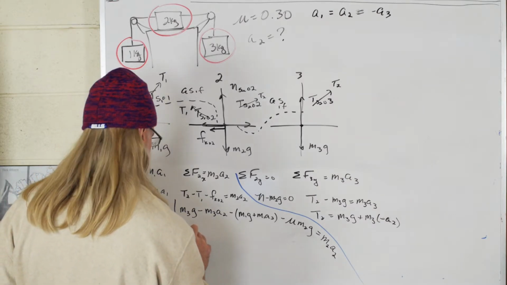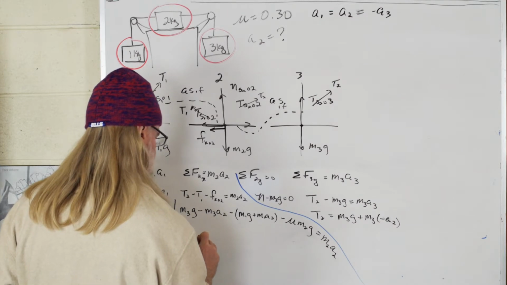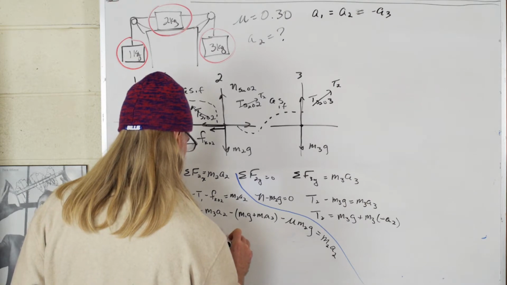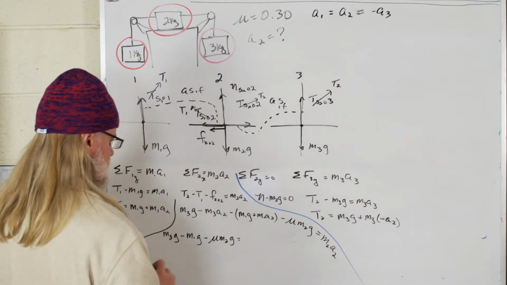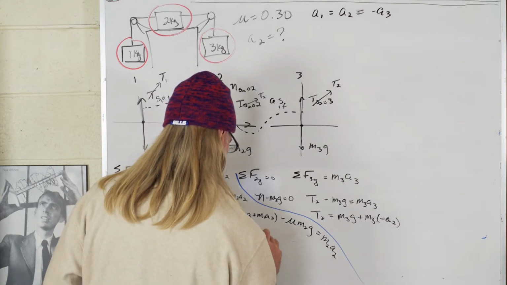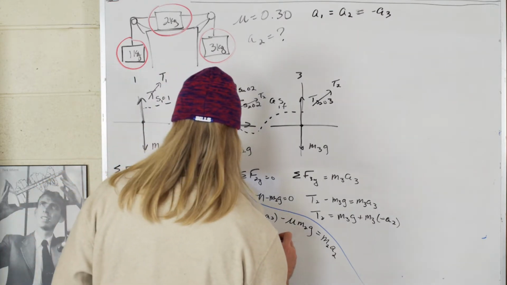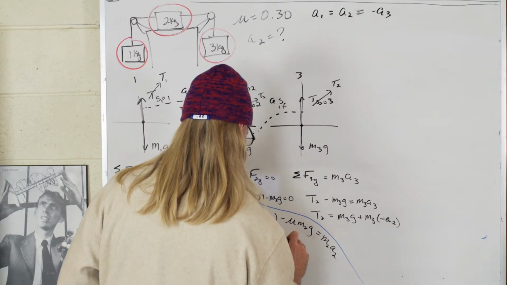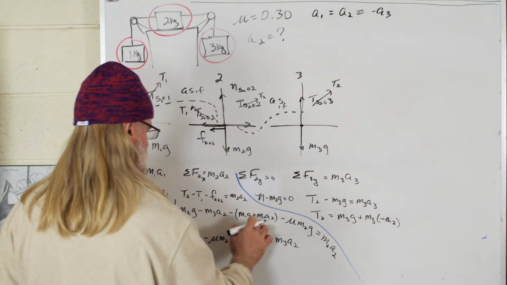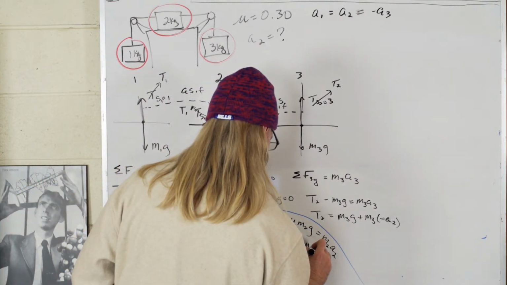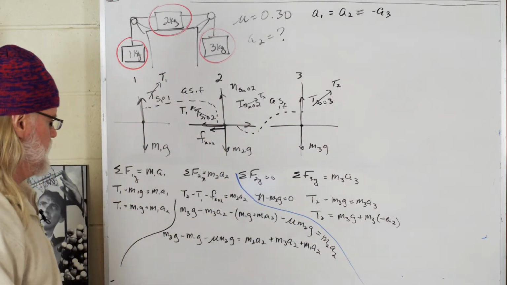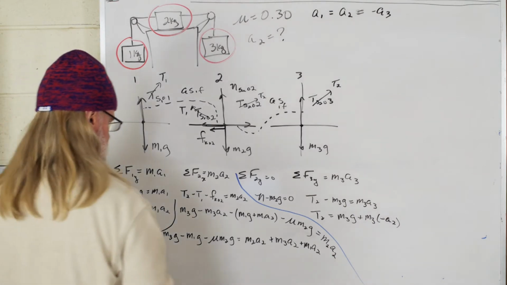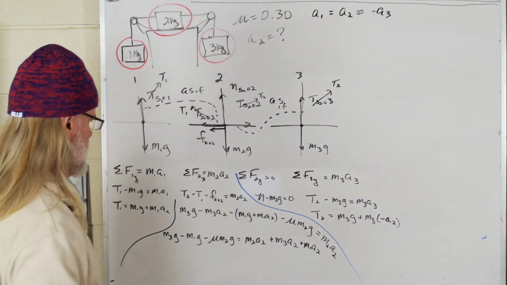M3G minus M1G minus mu M2G equals M2A2 plus M3A2 plus M1A2. There we go. All right, got all the A's on this side, all the non-A's on the other side. Nice and segregated.